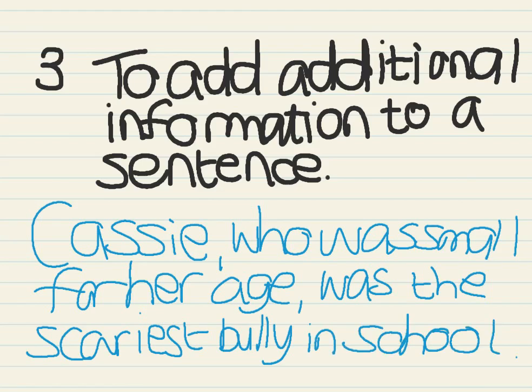You can see that who was small for her age is additional information that's not needed for the rest of the sentence to make sense. So if I took out that information, it would say Cassie was the scariest bully in school. Therefore, because that is extra information, we put commas around it, as you can see here and here.